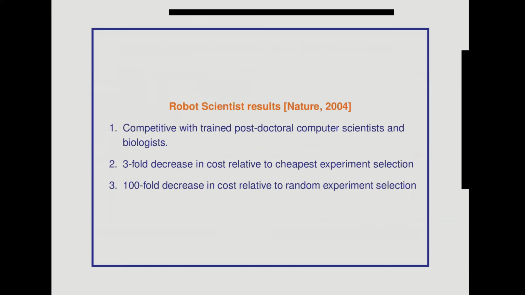The paper on the work was published as a letter to Nature in 2004. Of the main outcomes, we compared the selection of experiments against postdoctoral computer scientists and postdoctoral biologists, and the selection that was made automatically was competitive in both cases, so we could do at least as well. But the robot can obviously work all day and all night, and some human beings can't do that.